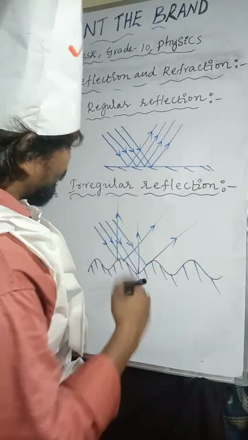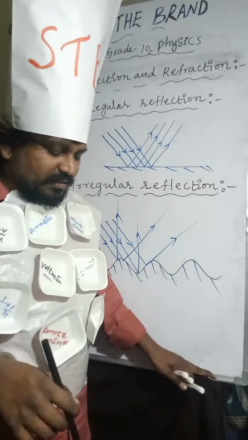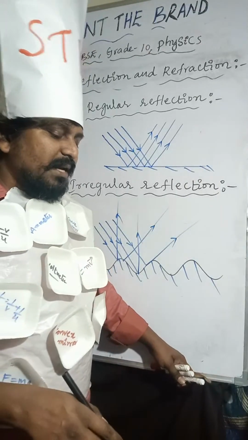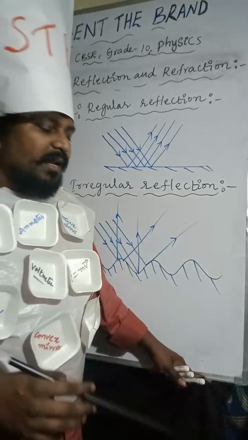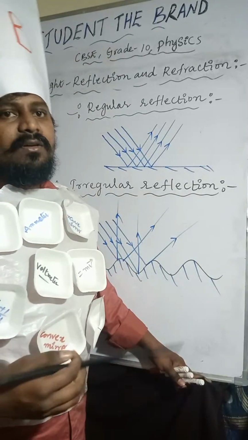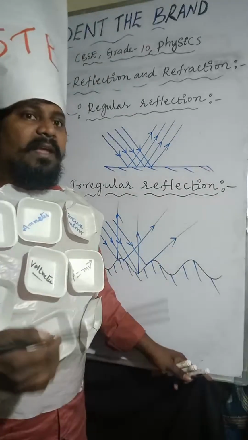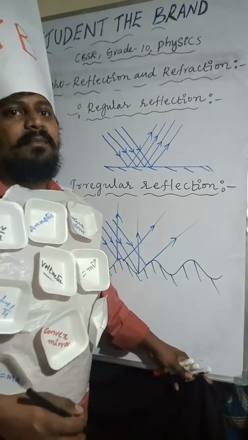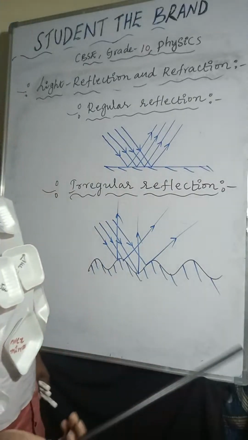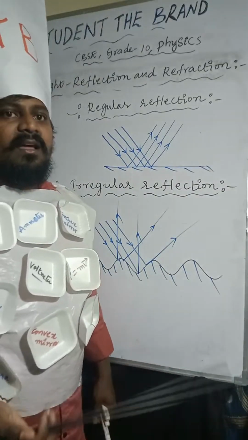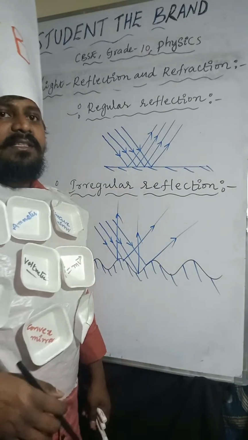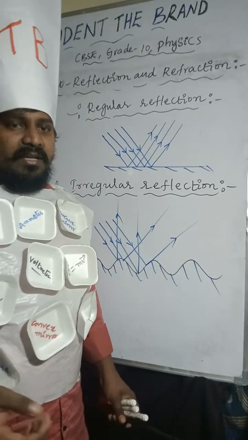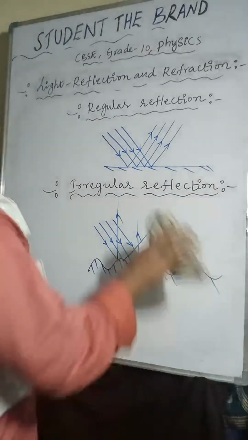Related to this, they will ask one question. A plane mirror also reflects light rays and a wall also reflects light rays, so what is the difference? Regular reflection takes place on a plane mirror, whereas on a wall irregular reflection takes place. So this is about regular reflection and irregular reflection.